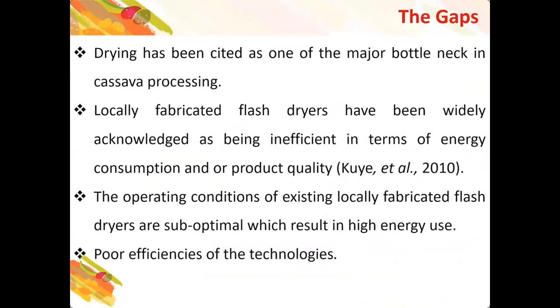Furthermore, the operating conditions of existing locally fabricated flash dryers are suboptimal, which results in high energy use. And we have also been able to observe that the drying process in some of the existing locally fabricated flash dryers is not fully optimized as a result of the shorter length of the drying tube. And the minimum drying tube required for the drying to be fully optimized is 20 meters in length. Hence, this results in poor efficiency of the technologies.